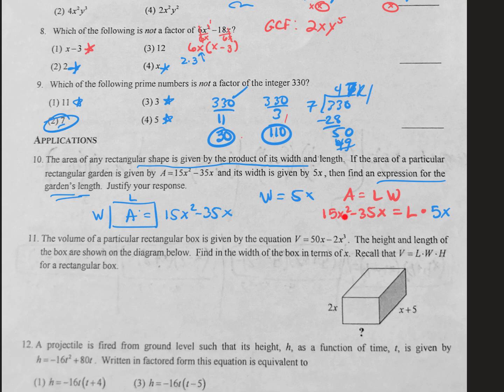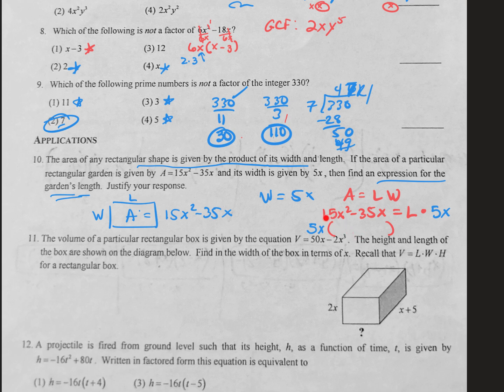And how will we factor it? We'll factor it by taking specifically out that 5x. It could be the greatest factor. It may not be. I don't really care. I want to make sure, though, I pull out a 5x, because whatever's left over, by default, must be the length. The area is length times width. The width is 5x. If I take out the 5x, this will be my length.